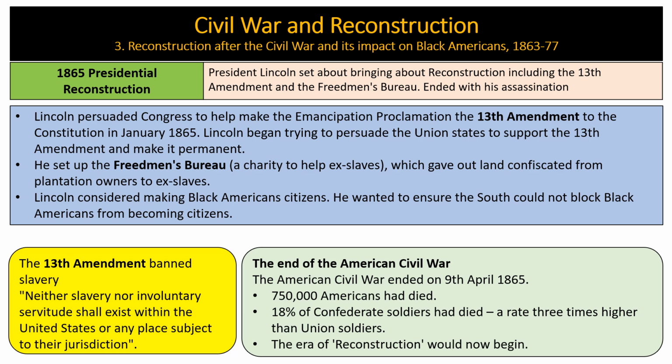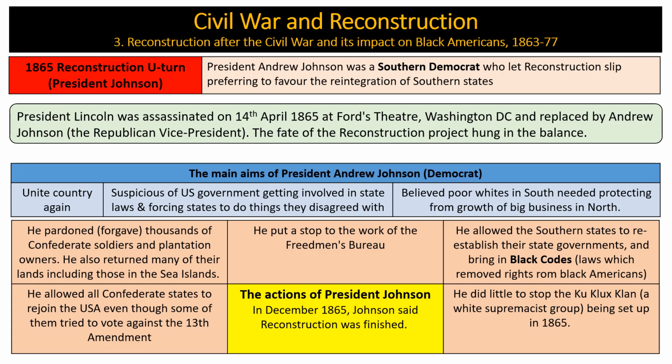Now, the American Civil War formally ends on the 9th of April, 1865. 750,000 Americans had died, and unfortunately, Lincoln dies just after the end of the American Civil War, and that brings about President Johnson. Now, when Lincoln stood for president, he decided to have a Democrat as his vice president, I think in a way to try and reunite the country, probably not anticipating that if he died, then Johnson would become the president. And Johnson lets Reconstruction slip.